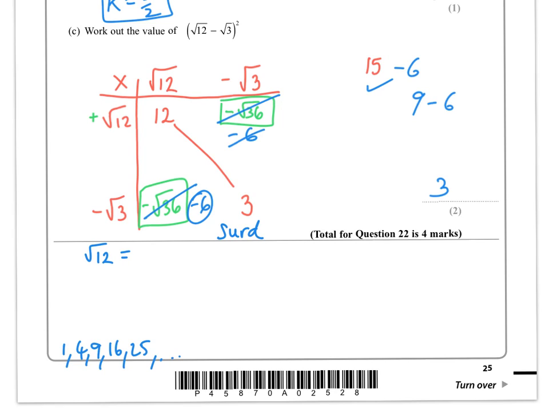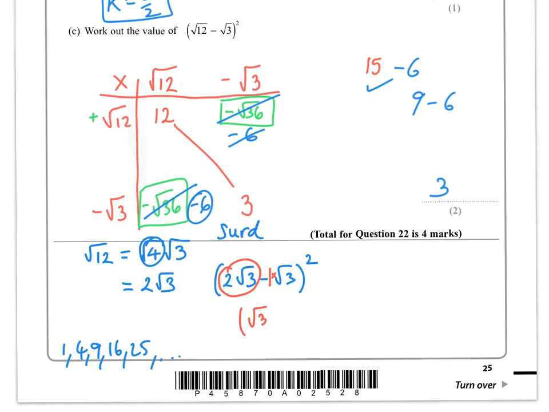Look for the highest square number that goes into 12, which is 4, so you can write it as root 4 times root 3, and you know the square root of 4 is 2, so you'd have 2 root 3. So you'd end up with 2 root 3 minus root 3, squared. Well, 2 lots of root 3 with 1 lot of root 3 taken off is just root 3.